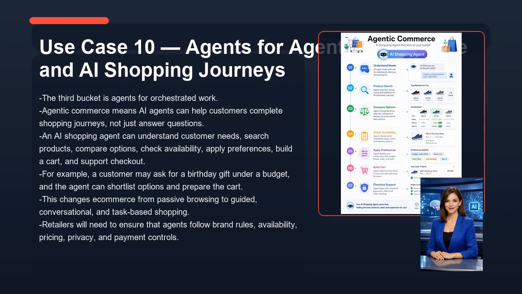Now let's look at use case 10, agents for agentic commerce and AI shopping journeys. The third bucket is agents for orchestrated work. Agentic commerce means AI agents can help customers complete shopping journeys, not just answer questions. An AI shopping agent can understand customer needs, search products, compare options, check availability, apply preferences, build a cart, and support checkout. For example, a customer may ask for a birthday gift under a budget, and the agent can shortlist options and prepare the cart. This changes e-commerce from passive browsing to guided, conversational, and task-based shopping. Retailers will need to ensure that agents follow brand rules, availability, pricing, privacy, and payment controls.